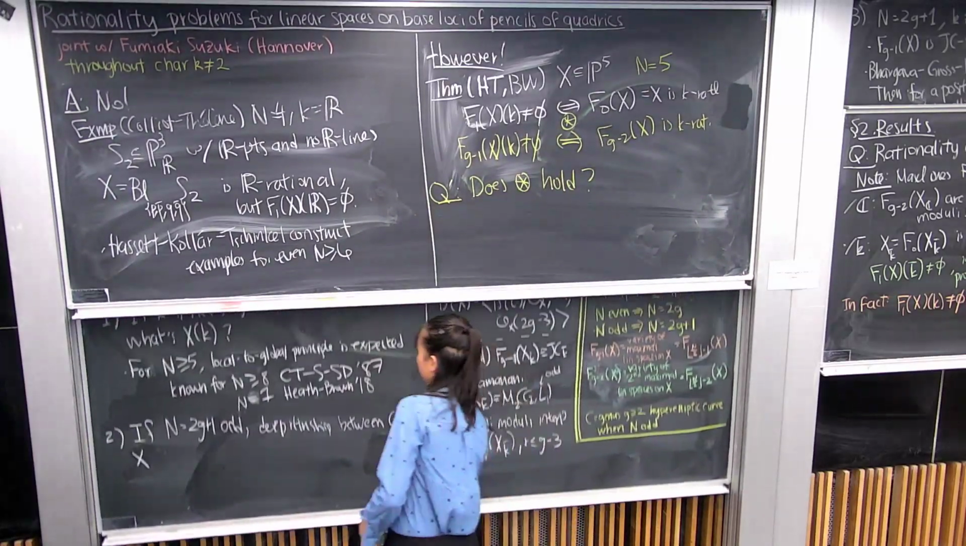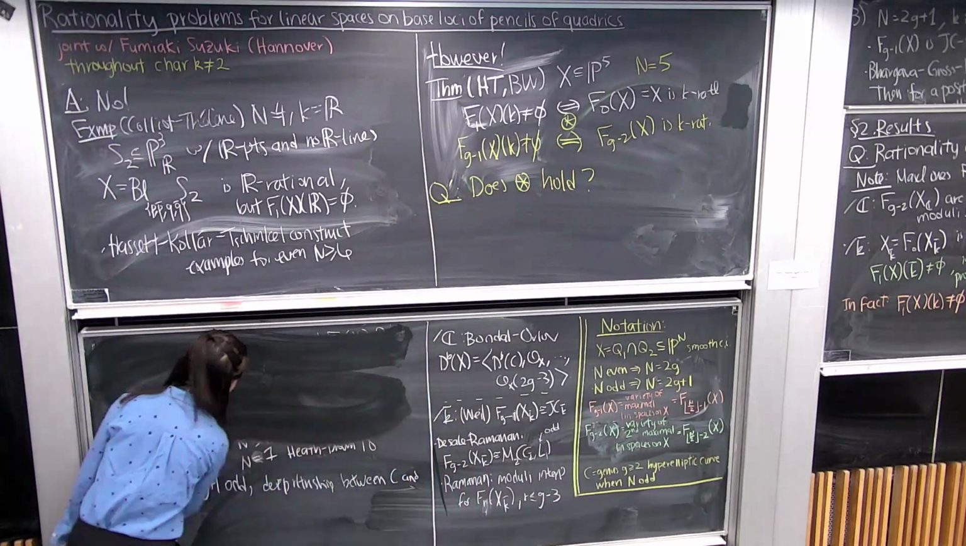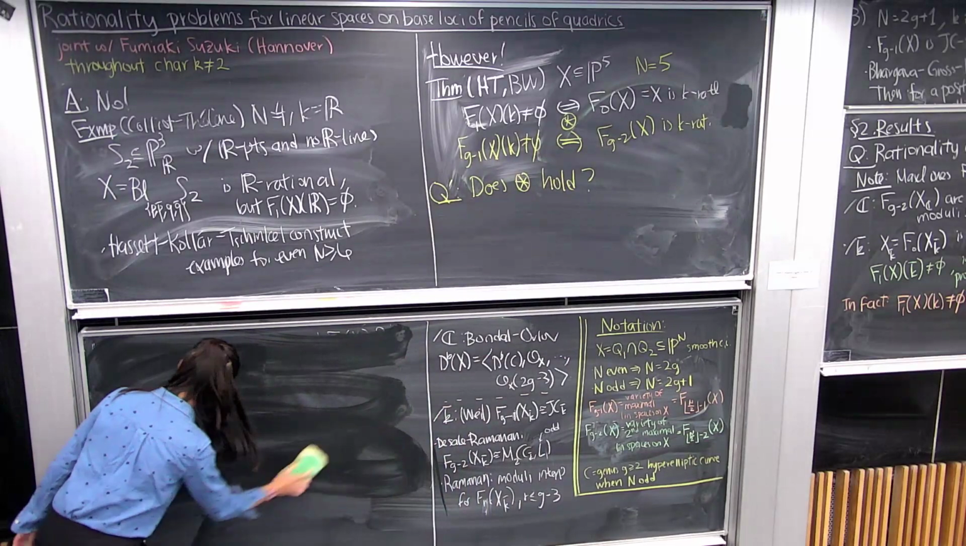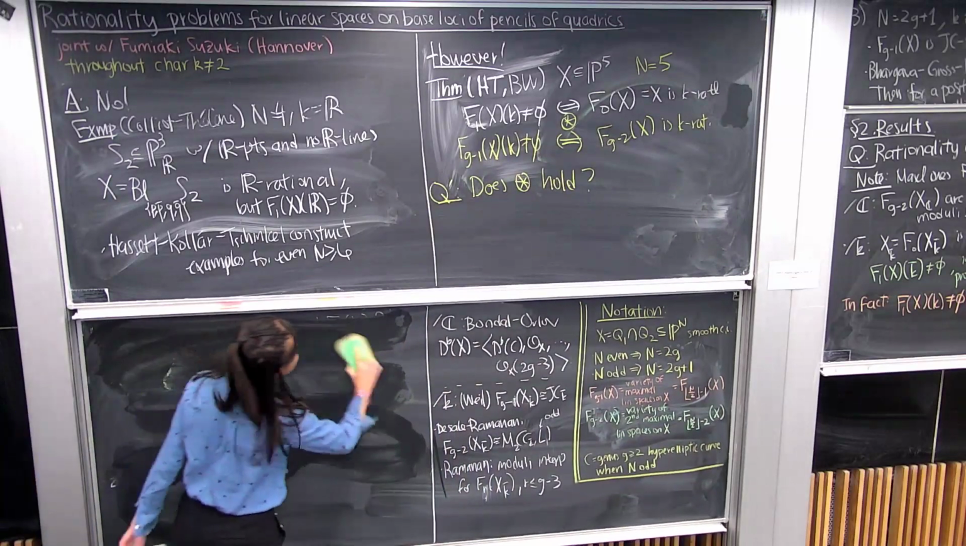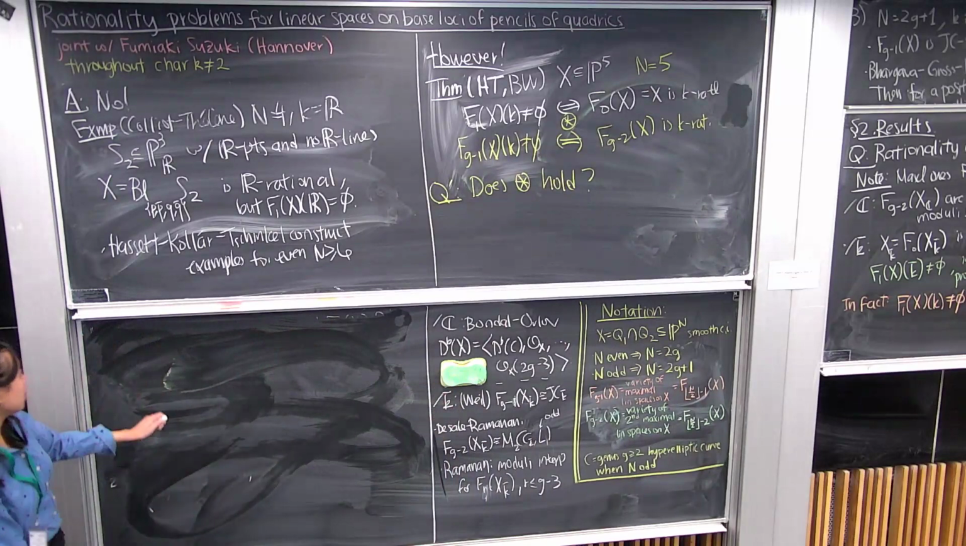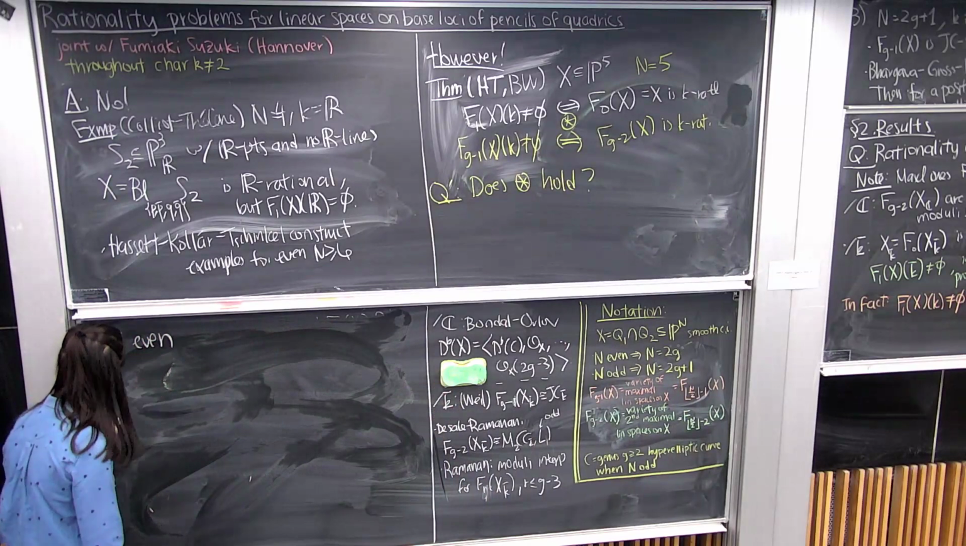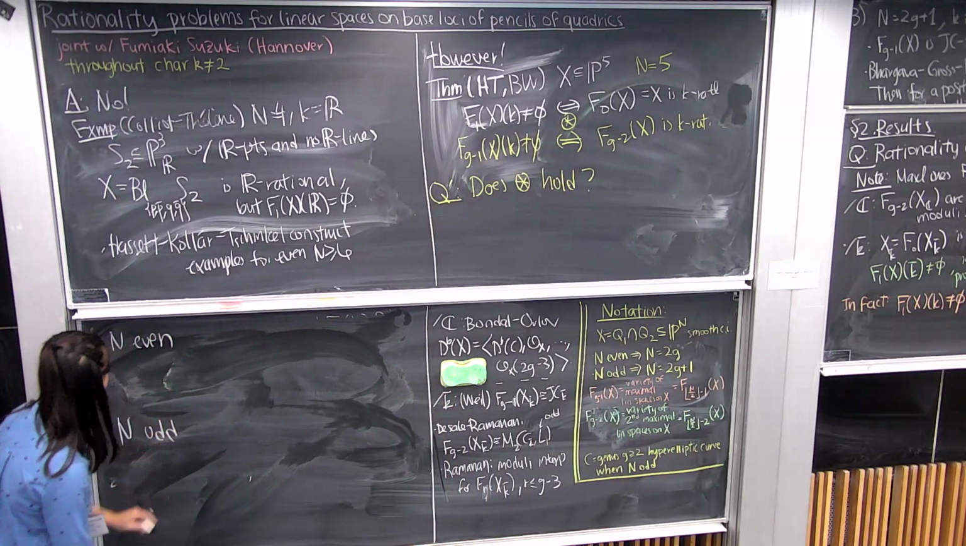So I think this is the last thing that I want to say. So then it turns out that this has very different behavior depending on the parity of n. So it turns out that when n is even and when n is odd, we have very different behavior.